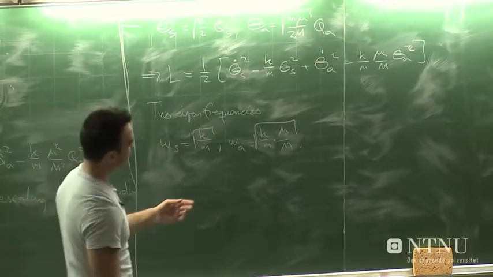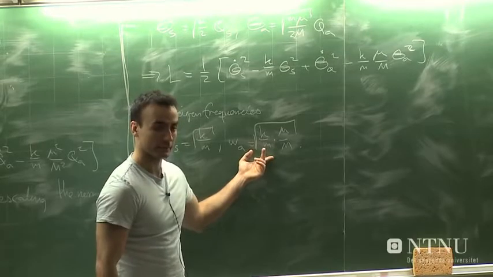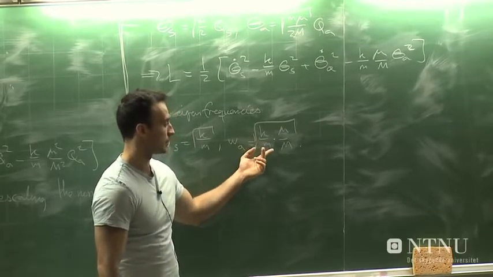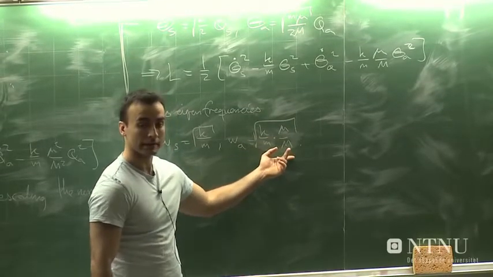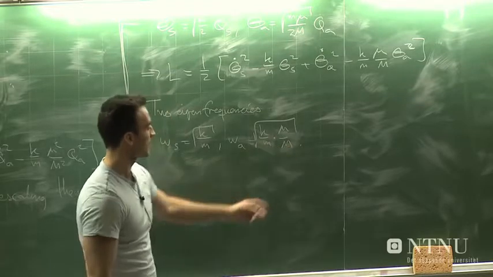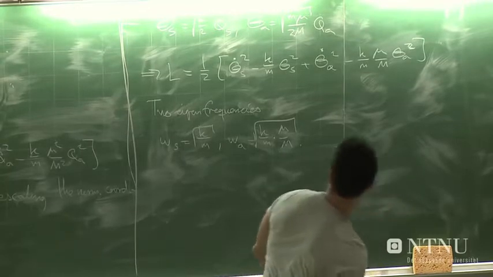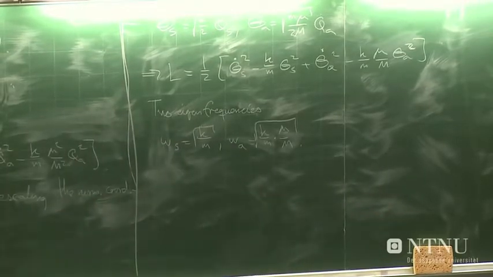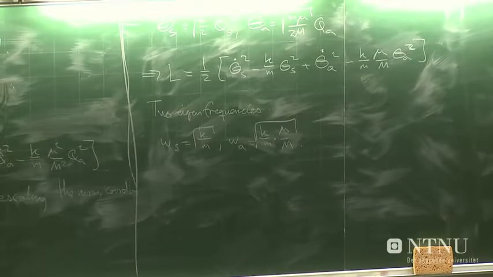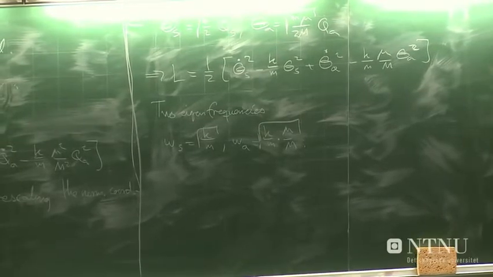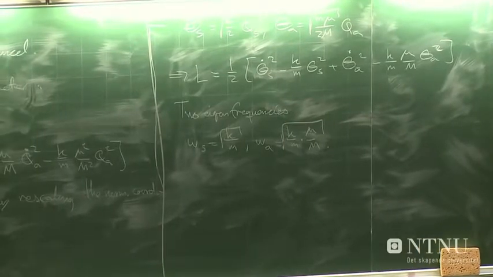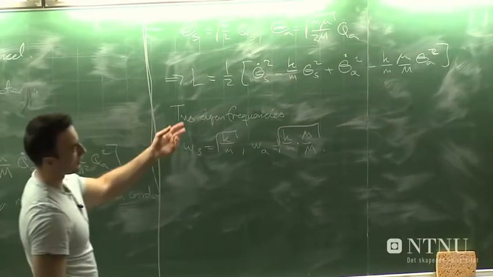The second one here is perhaps a bit more tricky to interpret, because you have k over m, but then also this total mass of the system divided by the carbon atom's mass. So we'll see what these correspond to in a little while. Okay, so this was one way to solve the system. The strategy was to write down the Lagrangian and then immediately transform the coordinates to normal coordinates. So we got this simple form.